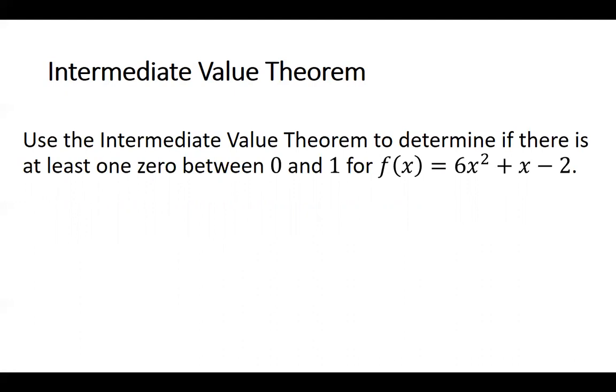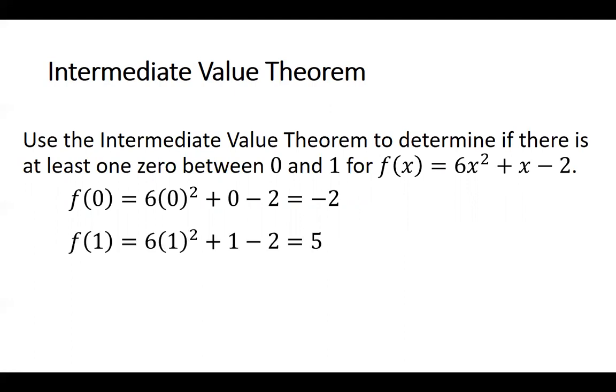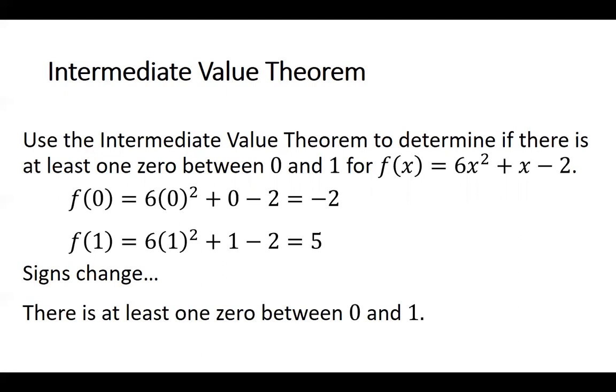So I'm going to plug in 0. So f of 0 is equal to 6 times 0 squared plus 0 minus 2, which gives us negative 2. I plug in 1. F of 1 is equal to 6 times 1 squared plus 1 minus 2, which gives me positive 5. Sign is negative at the first value, 0. Sign is positive at the second value, 1. Therefore, the sign changes, and there's at least one zero between 0 and 1.